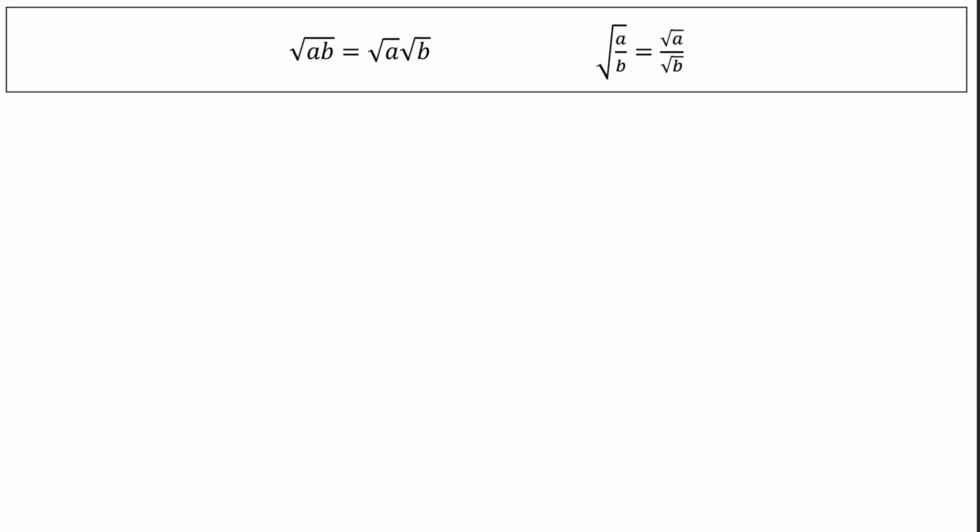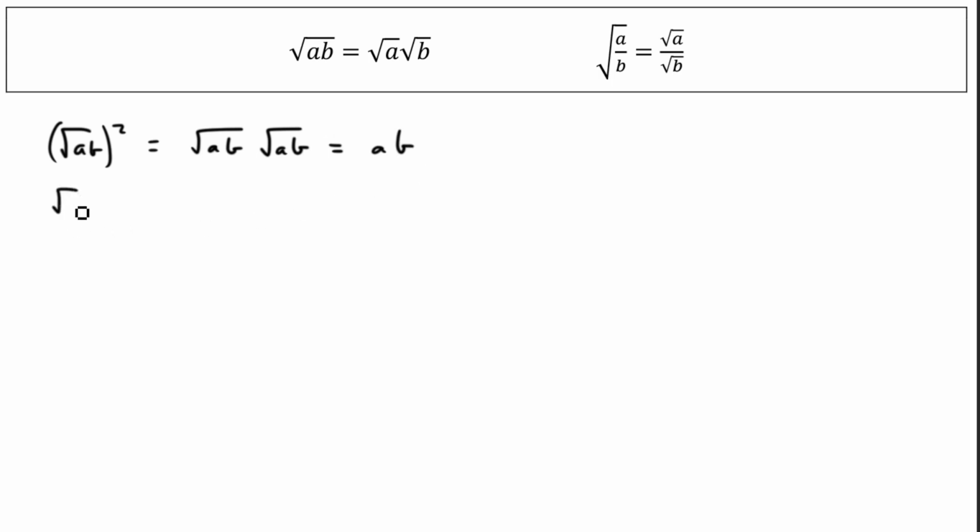We begin with a couple of surd identities. Firstly, the square root of a times b is the same thing as the square root of a times the square root of b. This is quite easy to prove. If we took the square root of ab and we squared that, we would get the square root of ab times the square root of ab, which by definition is ab.